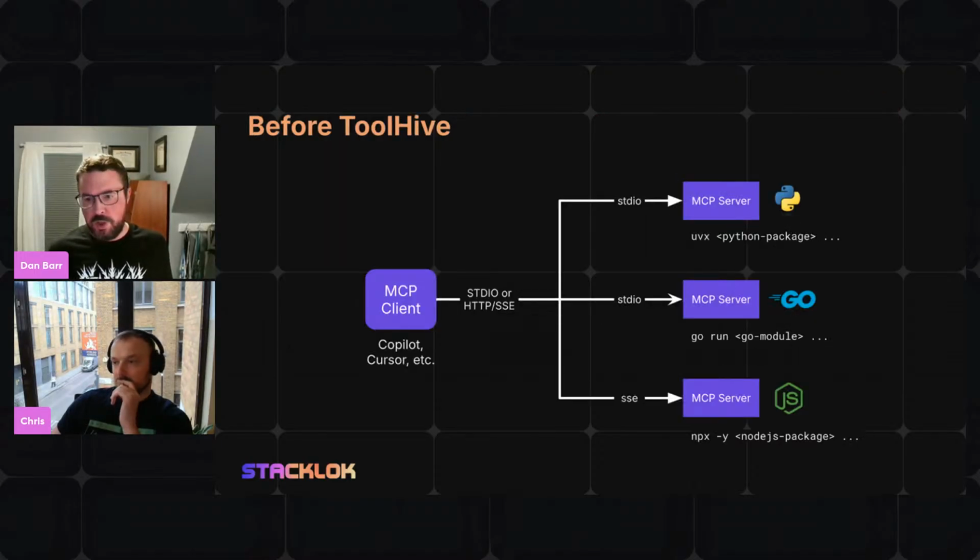So, before ToolHive, this is kind of what it looked like, right? You have your MCP client. It might be VS Code with Copilot. It could be Cursor, Windsurf, a bunch of different clients that all support MCP. And they're just executing MCP servers locally using UVX for Python or Go or NPX for JavaScript-based MCP servers.